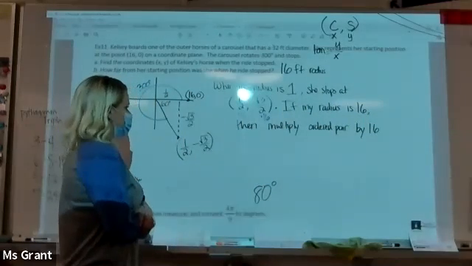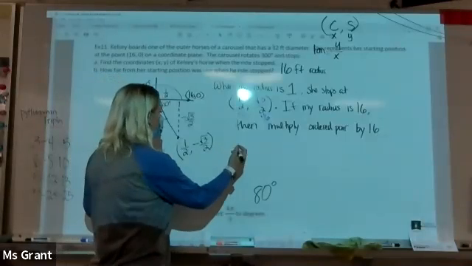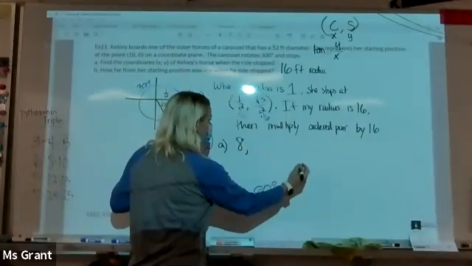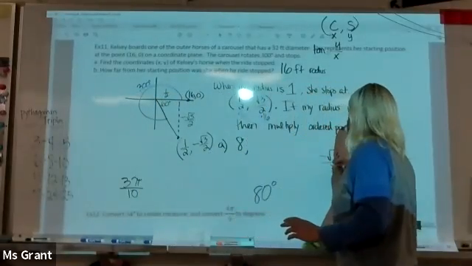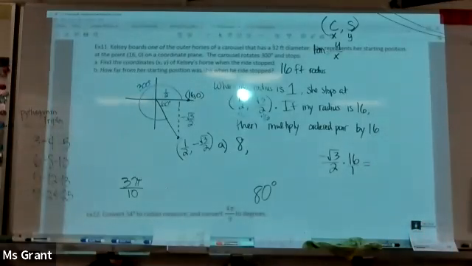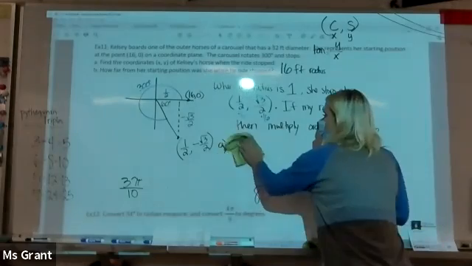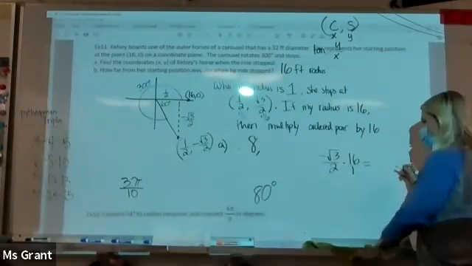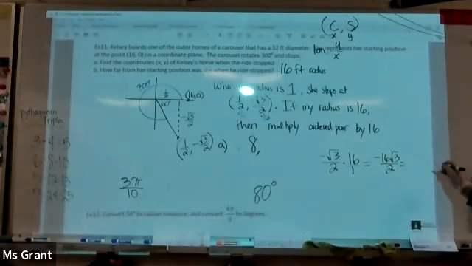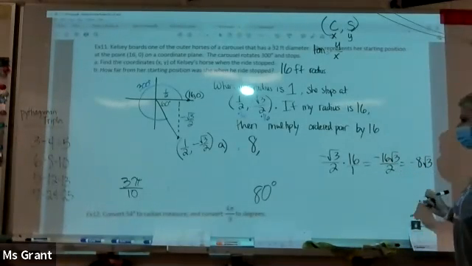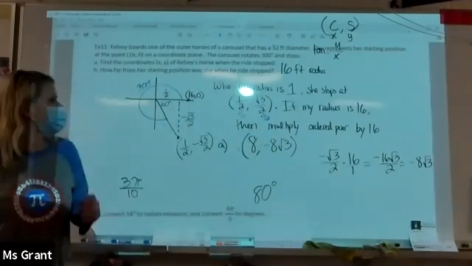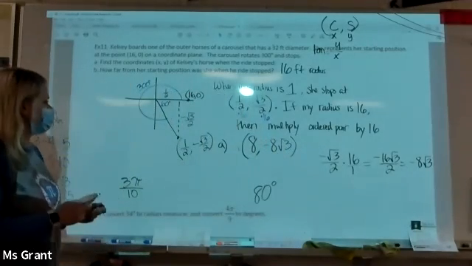Okay. 1/2 times 16 is 8. This is part A. Negative rad 3 over 2 times 16 is negative 16 rad 3 over 2. Simplify: negative 8 rad 3. That's part A. It says, find the coordinates of Kelsey's horse when the ride stops.